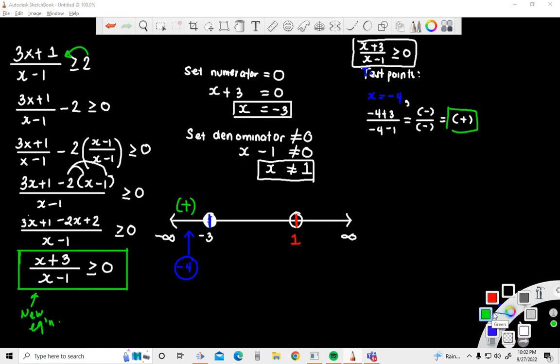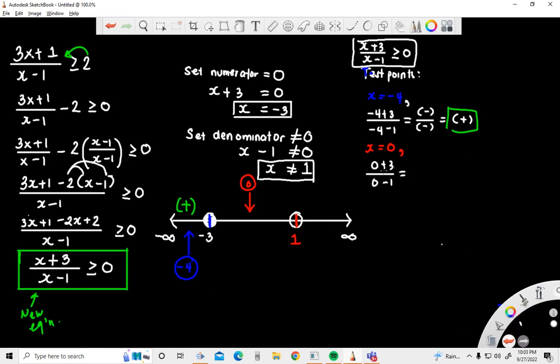Punta naman tayo sa middle part. Sa middle part, pwede mong gamitin dyan, para mas mabilis, yung 0. Kasi si 0 ay nasa pagitan naman ni negative 3 at positive 1. So, ngayon, kung meron kang x equals 0, plug in lang natin si 0 dito sa equation natin. So, 0 plus 3 all over 0 minus 1. Check natin kung anong sign ang kalalabasan niyan.